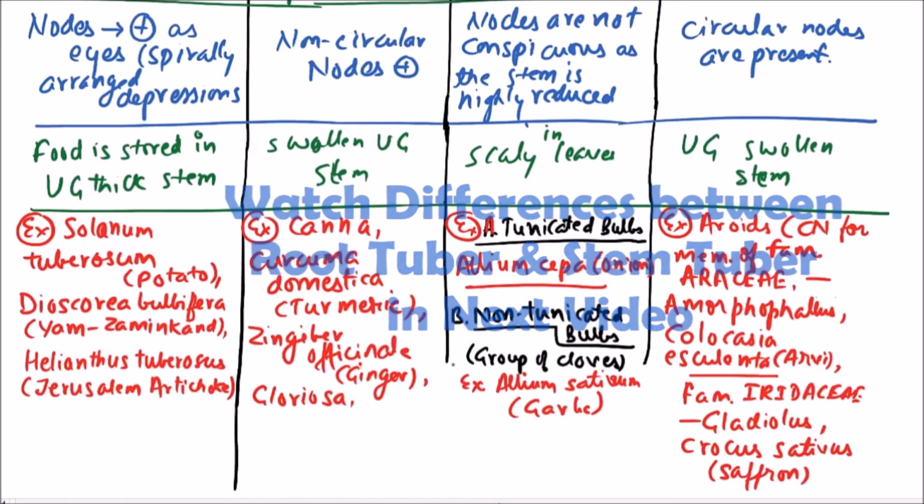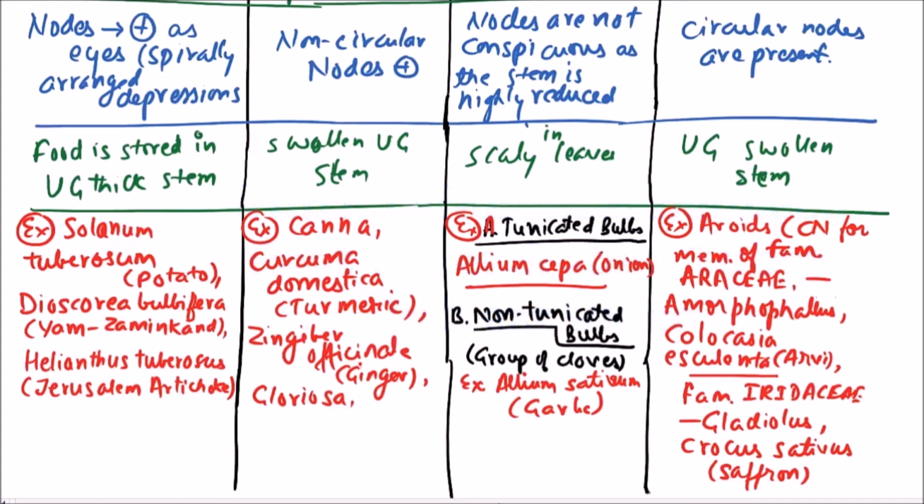So these are the various examples of underground modifications of stem.